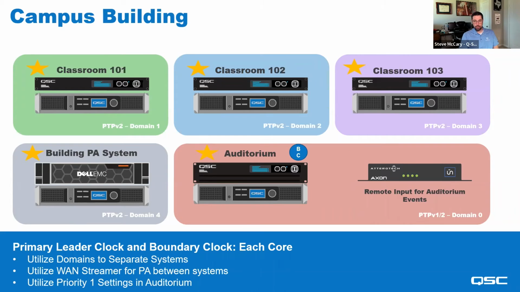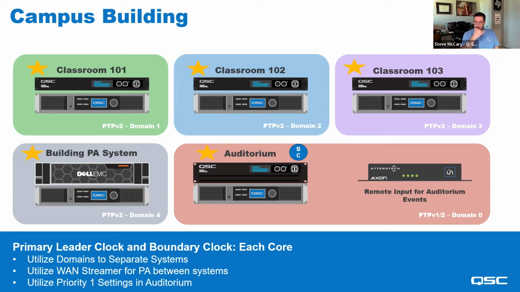The other thing that we can do is change our priority 1 settings for the auditorium so that the 510 looking thing in there becomes our clock leader and our boundary clock, because we've got that Axon DBU in there. We are functioning in PTP-v1 and 2.